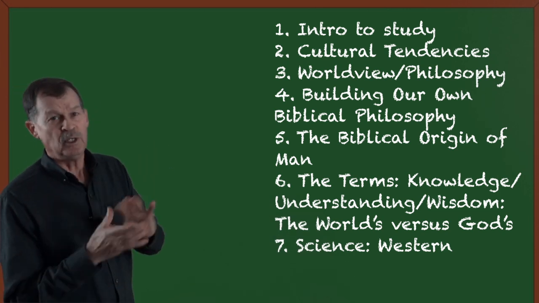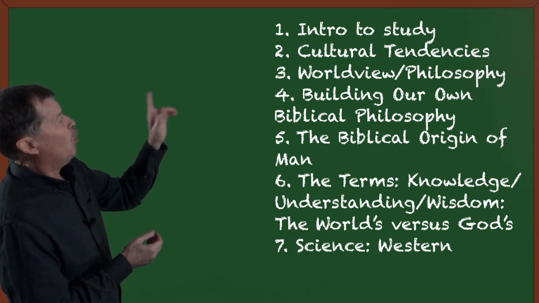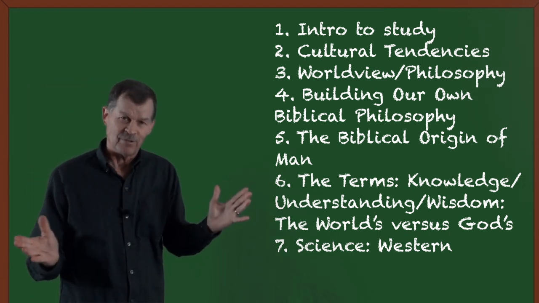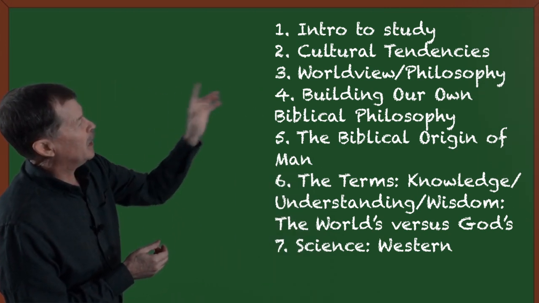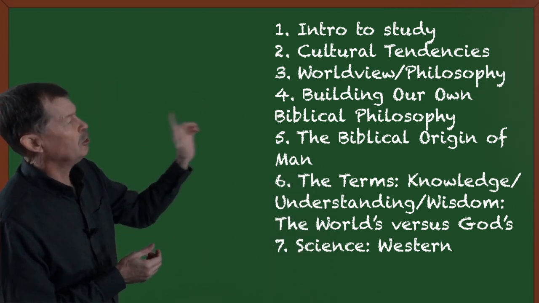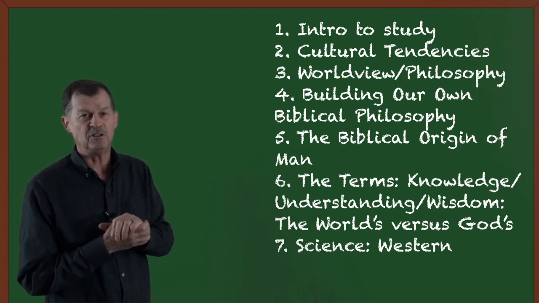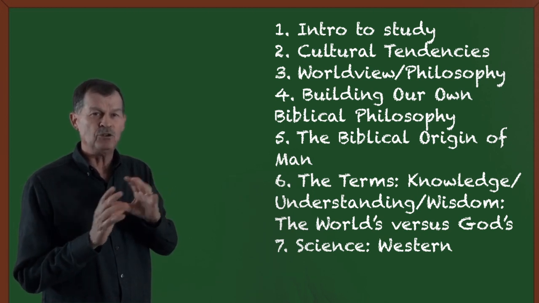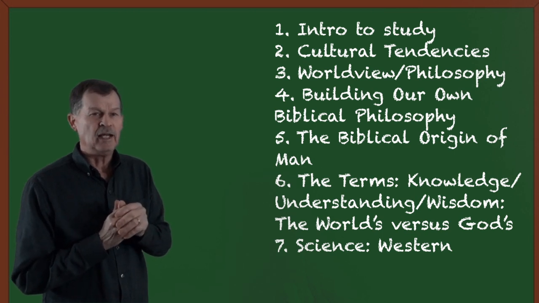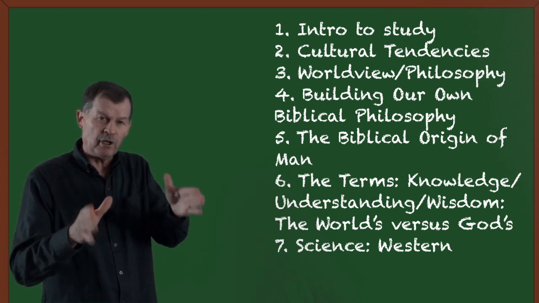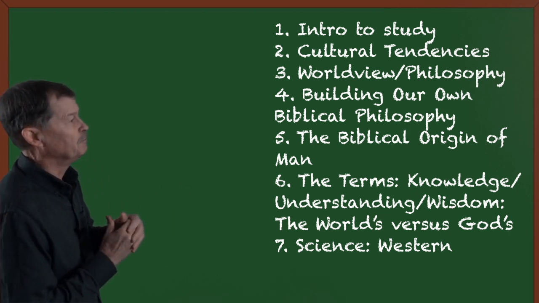This is an overview of the next 13 chapters, 13 weeks. Number 1, introduction to the study. This is what we're in today. We're introducing the study. Chapter 2, we're going to go over cultural tendencies, Western versus non-Western cultural tendencies, and we're going to limit it down to cognitive tendencies that influence our thinking, influence our interpreting, influence how we see the world.